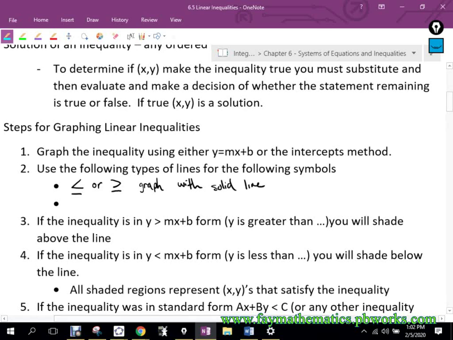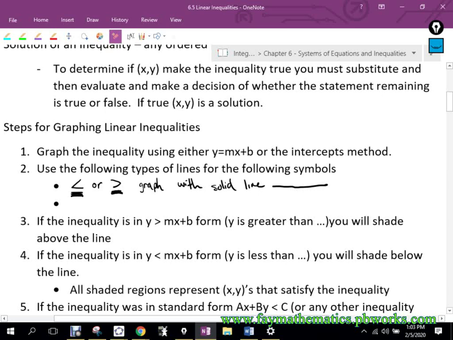Okay? There's 2 ways of remembering this. One way is that if you have this line underneath, that line underneath means the equality aspect, right? If we have that line underneath, you can remember, well, that's a solid line, so when I graph my line, I make a solid line. Does that make sense? Okay.